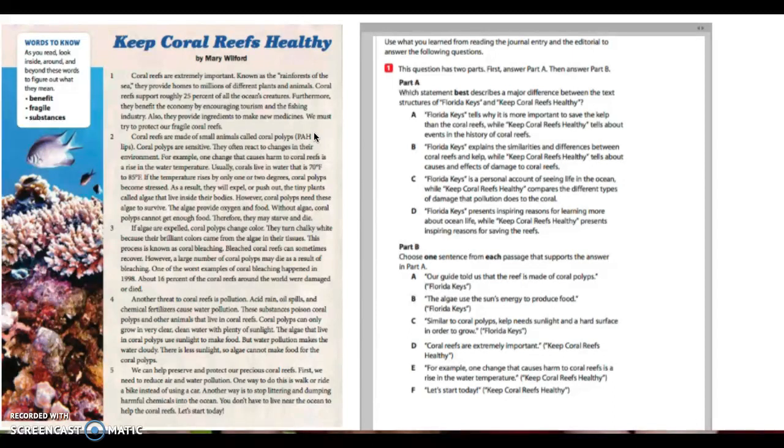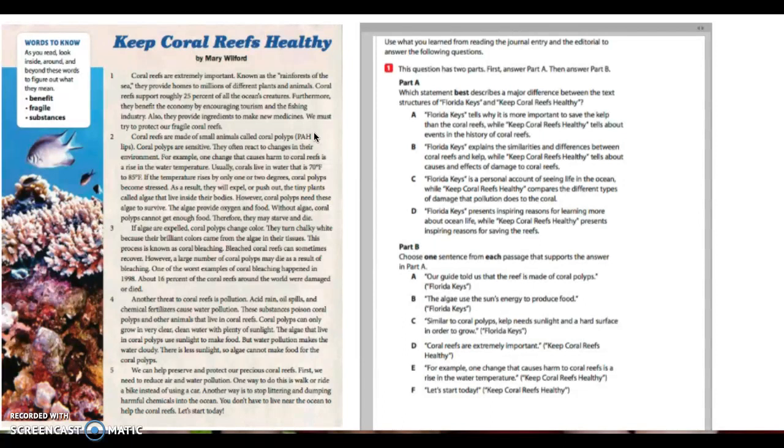Next, I'm going to look at the questions. Question 1 says, Part A, which statement best describes a major difference between the text structure of Florida Keys and keeping coral reefs healthy? I see the word describe in that question, and describe makes me think, tell me all about it. I also see the word difference, and that is things that are not alike.